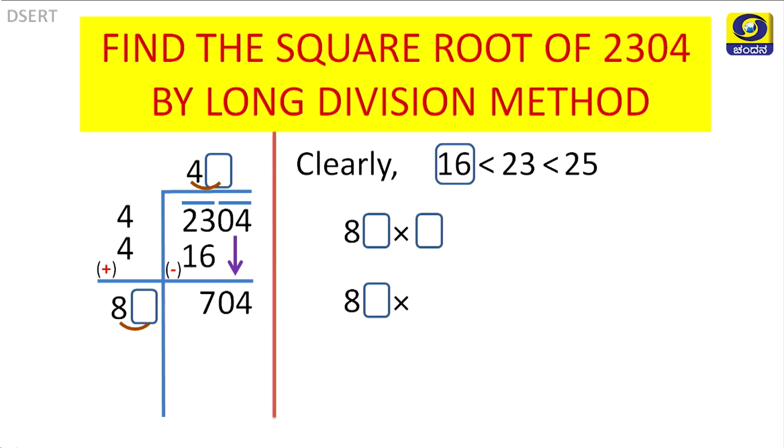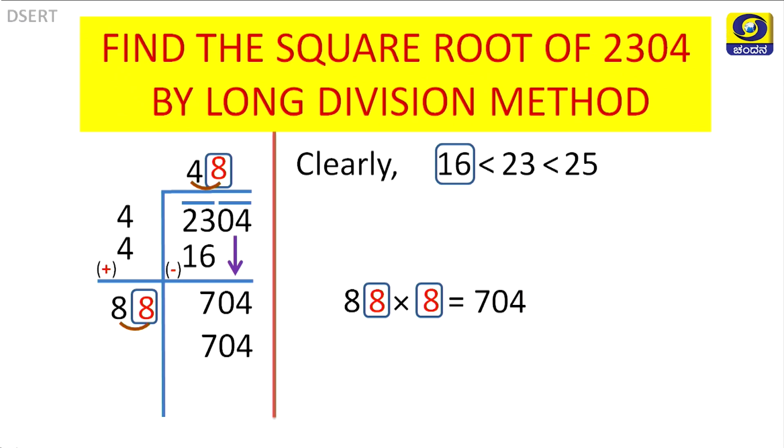So, first we will put 2 and multiply with 2. When 82 is multiplied with 2, we get 164, which is too small compared to 704. Let us go for the next option, that is 8 into 8. So, 88 into 8 will give us 704. So, this is the option which we are looking for. So, now put 8, multiply with 8, 88 into 8 is 704, subtract 704 from 704 and get 0.